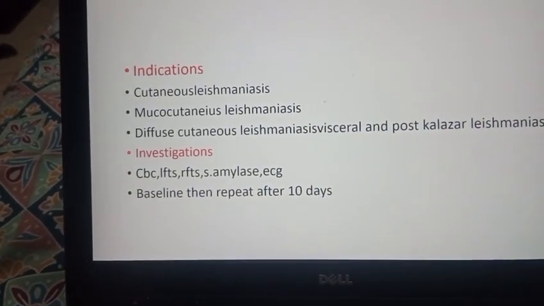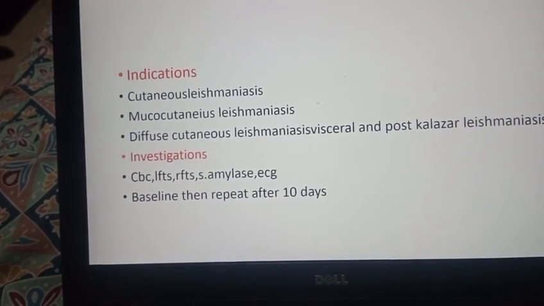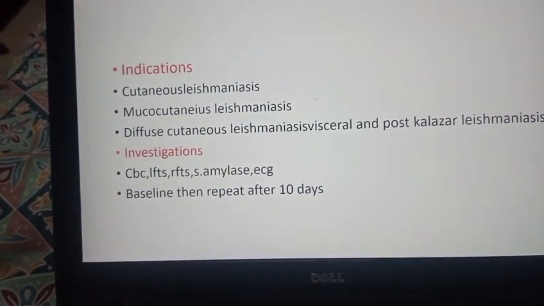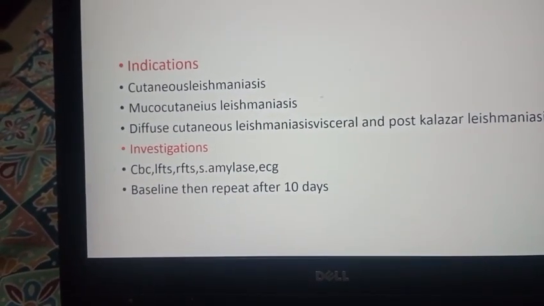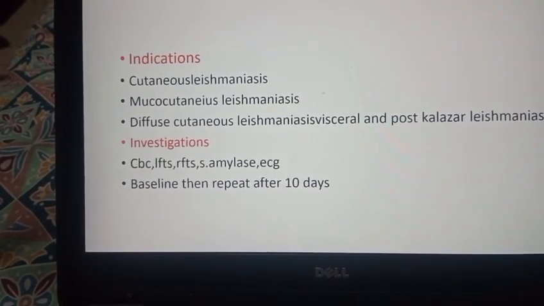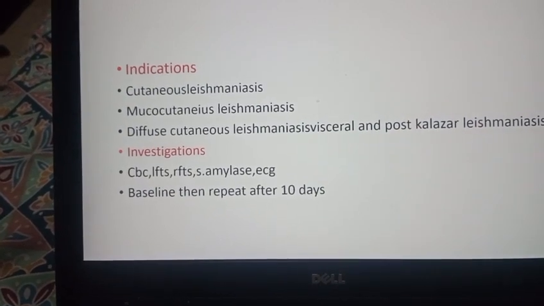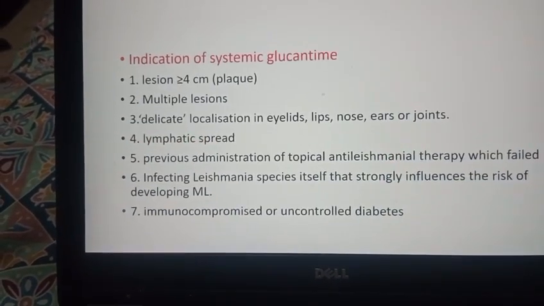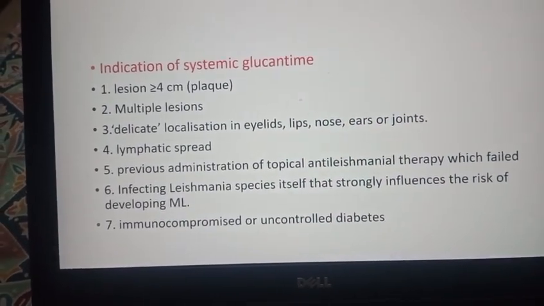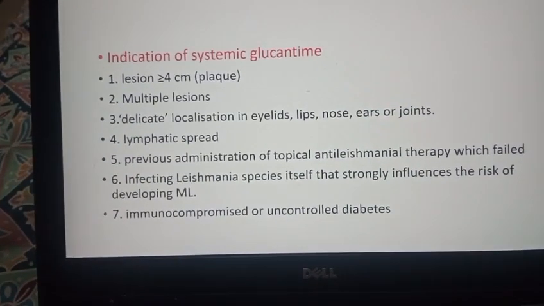What are the indications? It is basically used for leishmaniasis in either form, either cutaneous, mucocutaneous, diffuse cutaneous, or post-Kala-Azar leishmaniasis. Investigations to do: we have to do CBC, LFTs, RFTs, serum electrolytes, and ECG at baseline, and then repeat after 10 days. They can be given in both forms, either intralesional or systemic, IV and IM.